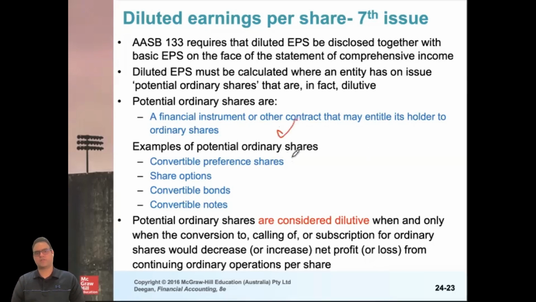Potential ordinary shares are shares that have the potential to convert into ordinary paid shares, like convertible bonds, notes, share options, and convertible preference shares. So if these things are given in the question, it means it's part of our diluted EPS. For diluted EPS, the formula and most of the calculation for the weighted average is the same, just with an addition of the convertible preference shares.